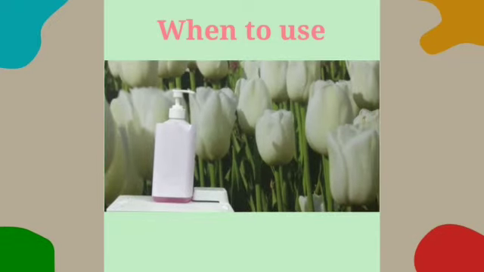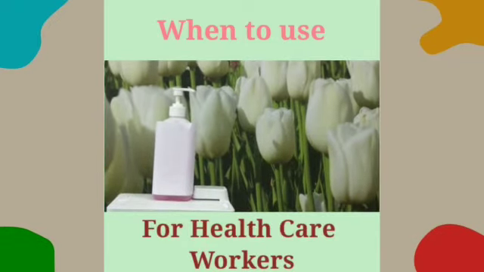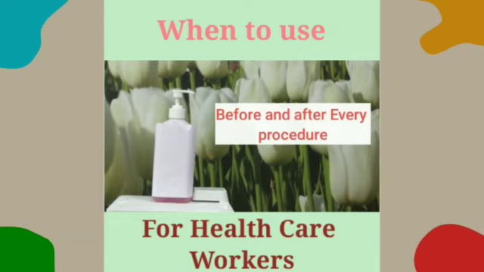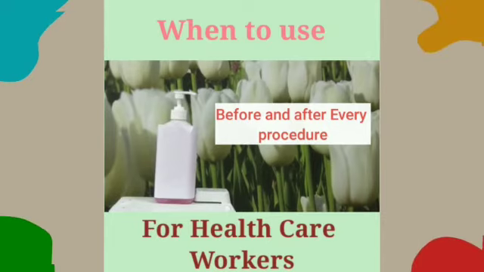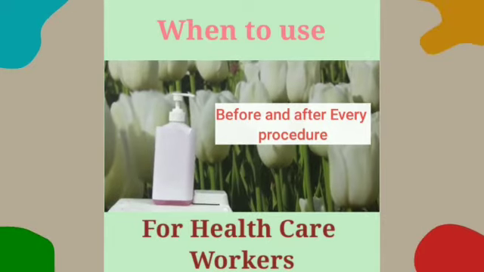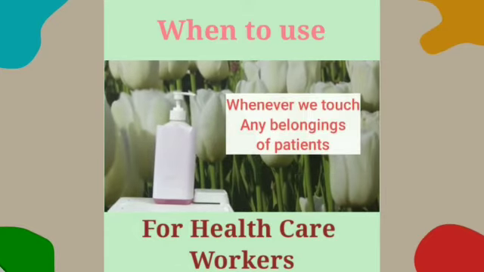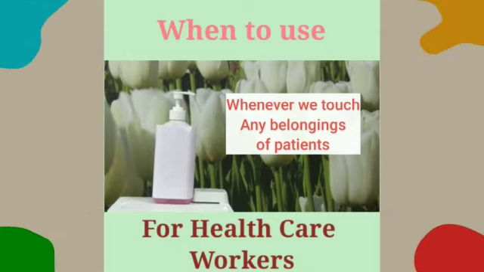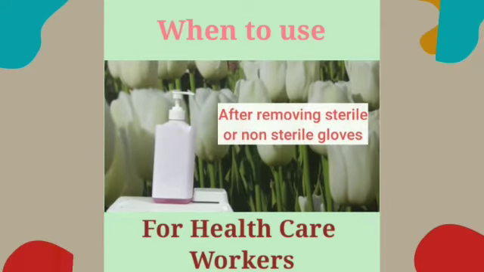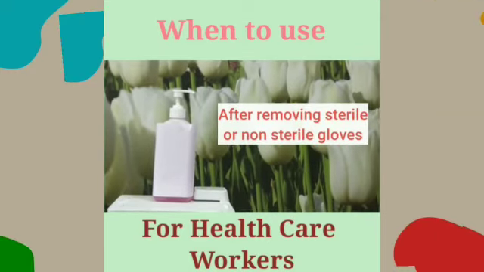A small note for healthcare workers on when to use hand rub. Before and after every procedure, be it a small procedure or a big procedure, you have to use hand rub before as well as after the procedure. Hand sanitizer should be used after contact with the patient or any patient belongings like case sheet, medication strips or any objects in the immediate vicinity of the patient. Hand sanitizer should also be used after removing sterile or non-sterile gloves.